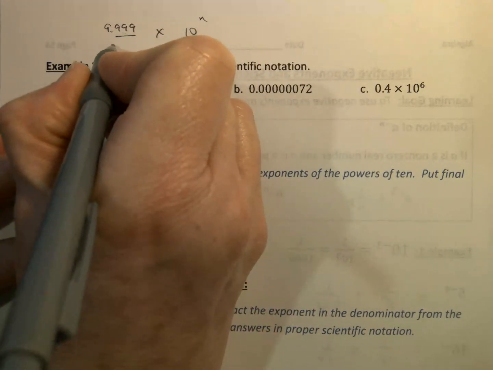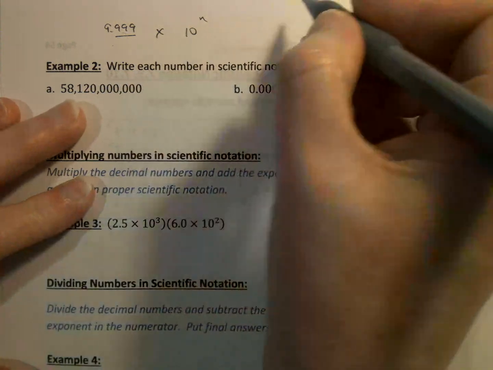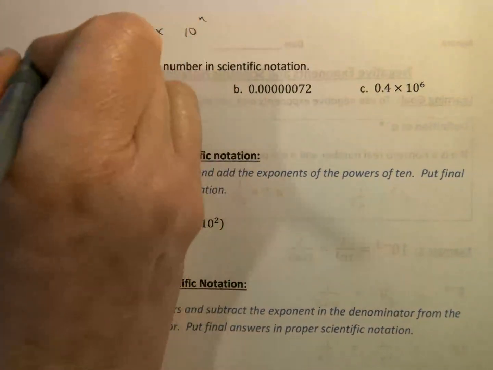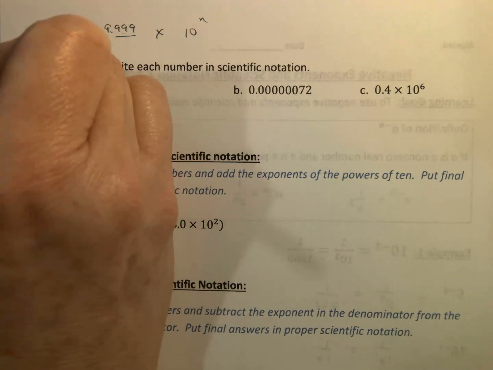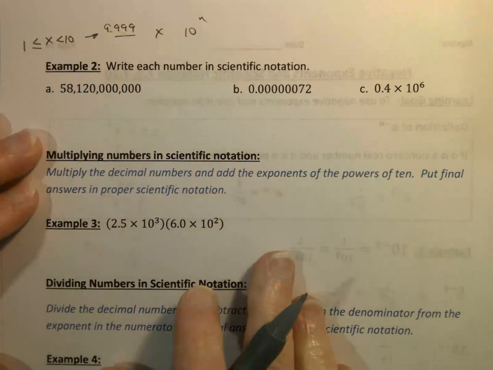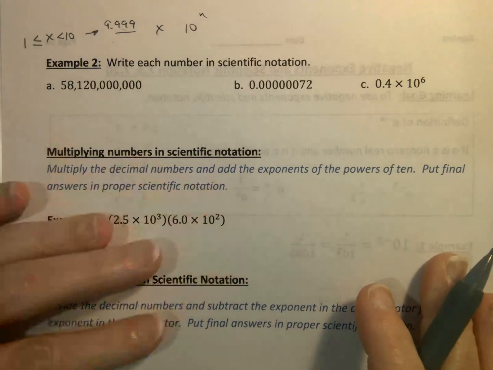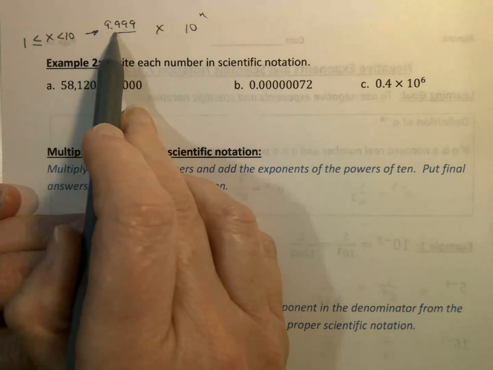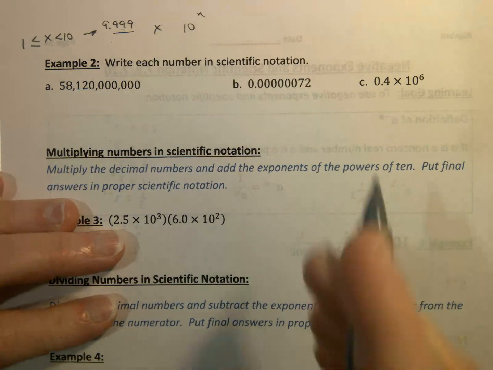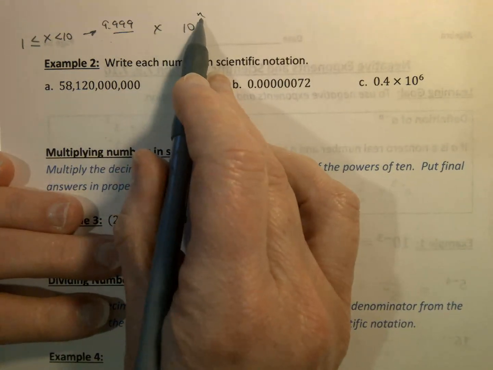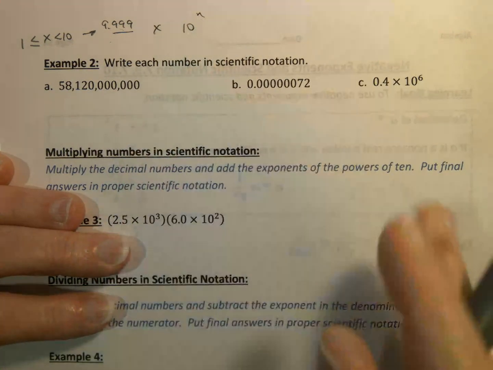It can't be 0 though. It has to be 1 or greater. So it can't be less than 1. So my number here, if I call it x, must be less than 10, but greater than or equal to 1. Okay, so I can't have 0 point something. That would not be considered in scientific notation. So scientific notation, you always have one digit in front of the decimal. It's one digit between 1 and 9. You can't have it be 0. All right, so if my exponent is positive, it tells me that I have a big number. And if my exponent is negative, it tells me I have a small number.